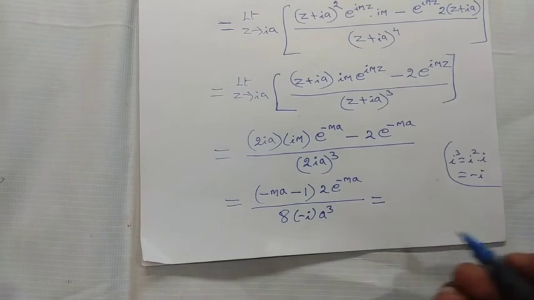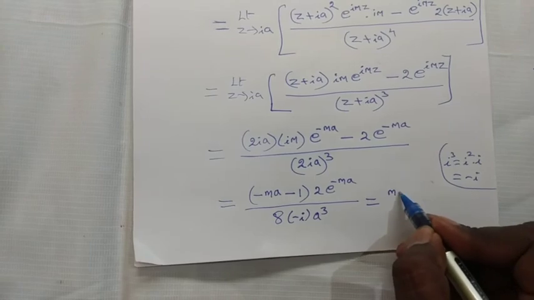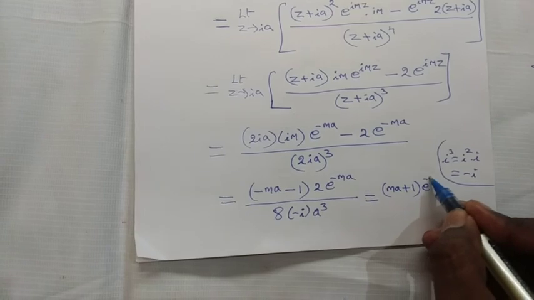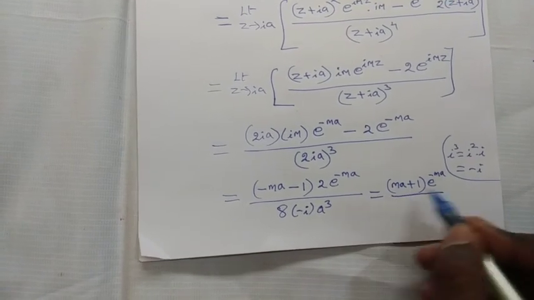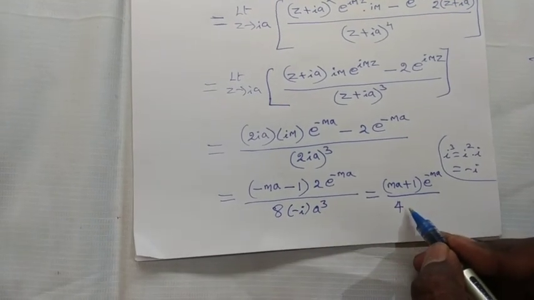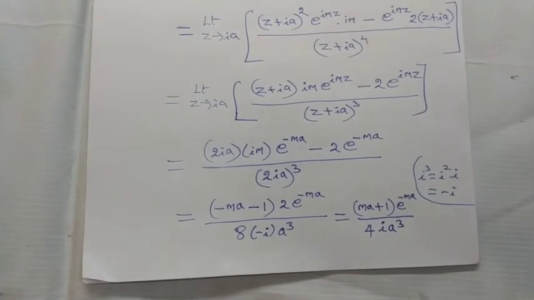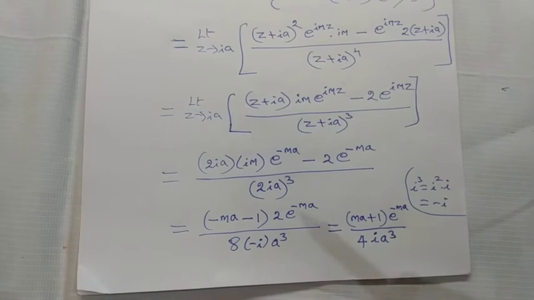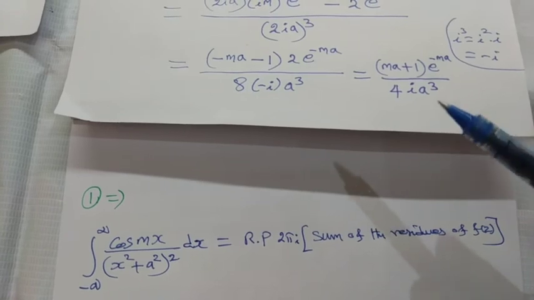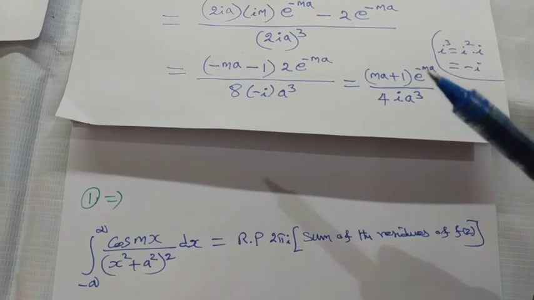Okay. So what are the remaining terms? 2 can be cancelled with 4. This is (ma plus 1) into e power minus ma divided by, cancel with 2, 4. Already minus also cancels. So 4i into a cube. Okay, so this is the residue of f of z for the pole ia. So now this residue I am going to substitute in the first equation, because only one pole lies inside the circle C. So the corresponding residue is this.